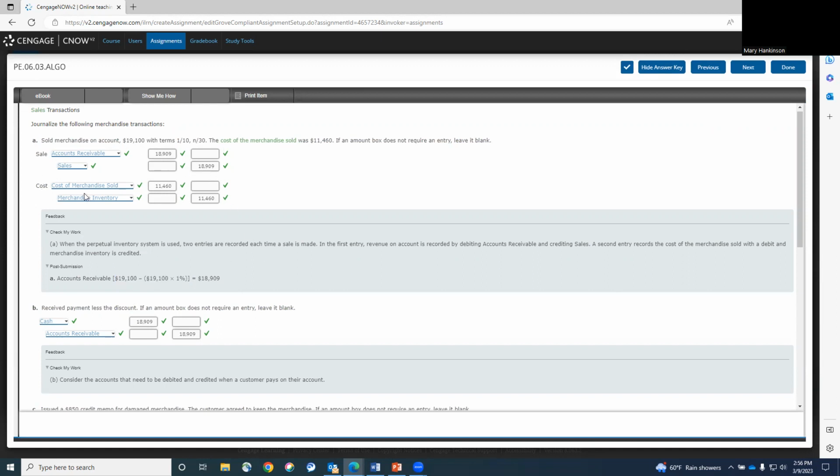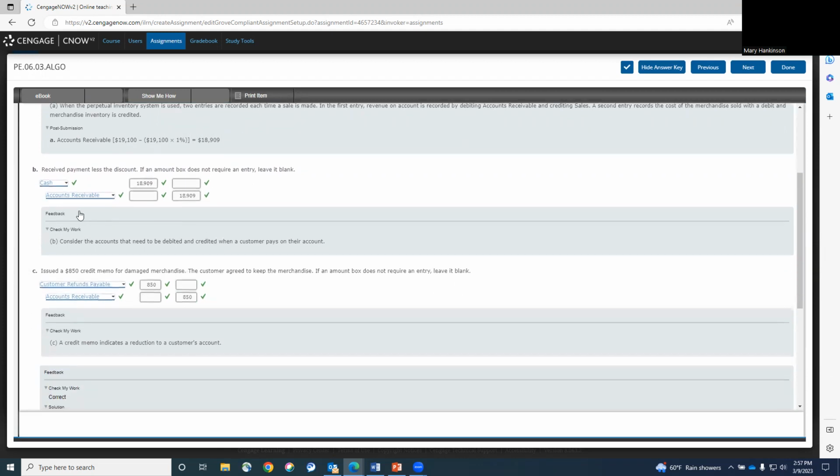So that is the amount that we're going to record for this transaction. Now, the second half of this transaction is to record the cost of the merchandise sold. And it told us that the cost of the merchandise that was sold was $11,460. So we're going to debit our cost of merchandise sold expense account, showing the amount of merchandise that was sold, expensing it out. And then we're going to credit our merchandise inventory account, reducing our inventory on hand because it's been sold.